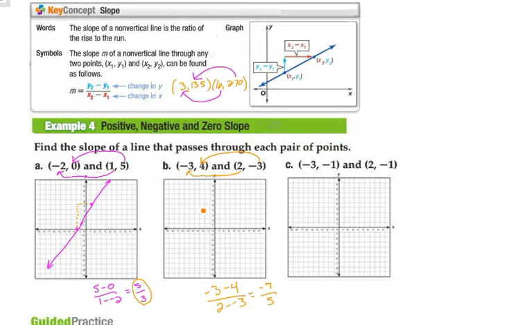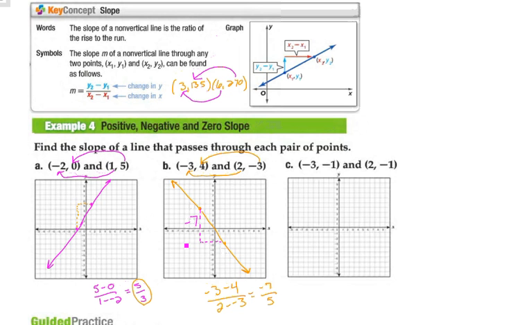Negative 3, 4, and 2, negative 3. First thing that I notice here is that this is a negative slope. My skateboard is going downhill. So always start with that left dot. How am I going to get over there? This time I actually have to drop. So instead of climbing, I had to drop 7, 1, 2, 3, 4, 5, 6, 7, and I had to run 5. So because I dropped, there's where the negative comes into play.